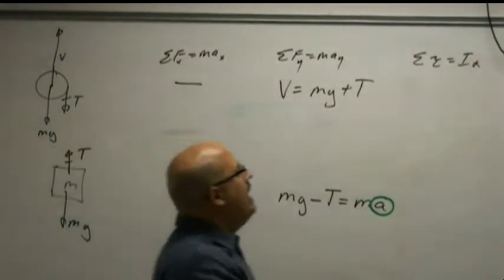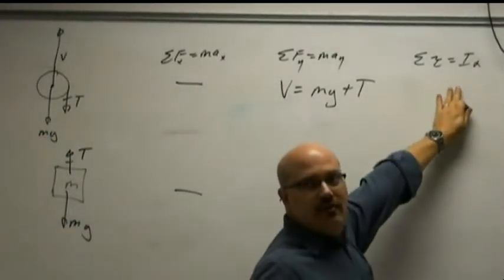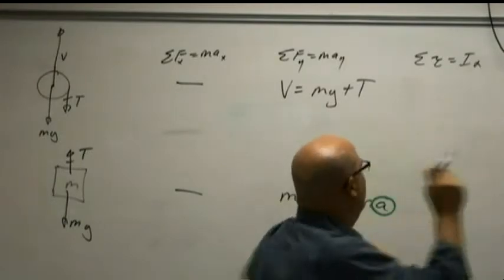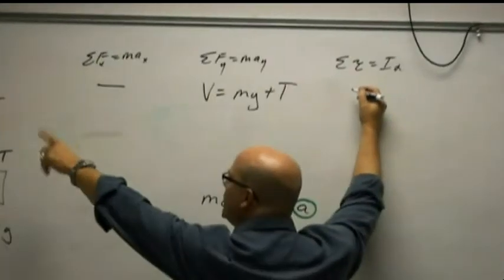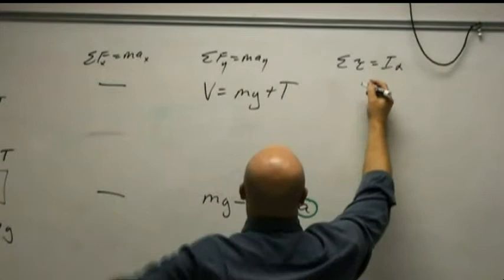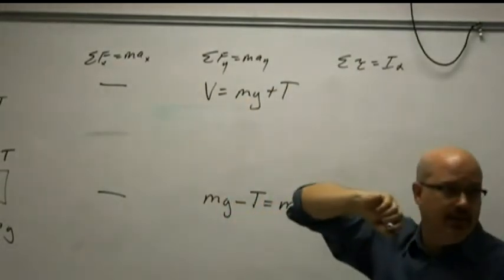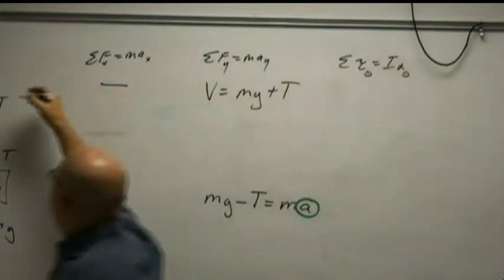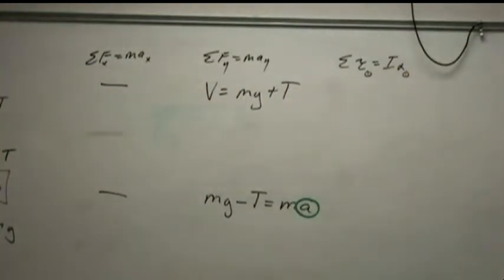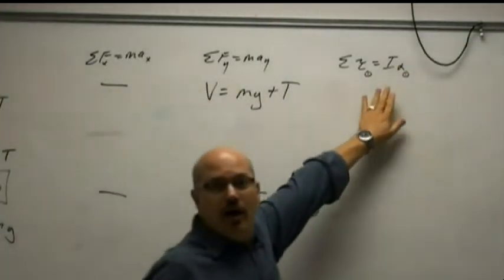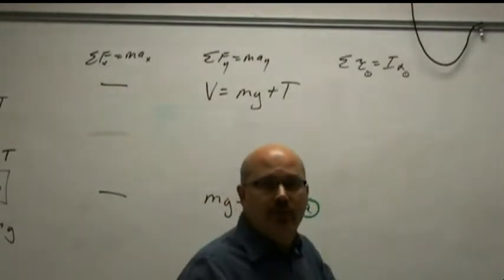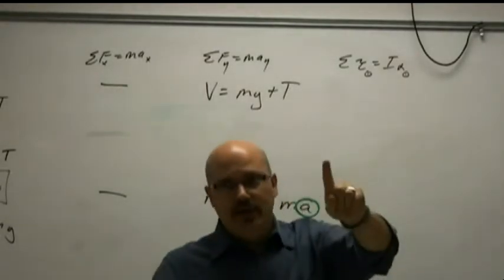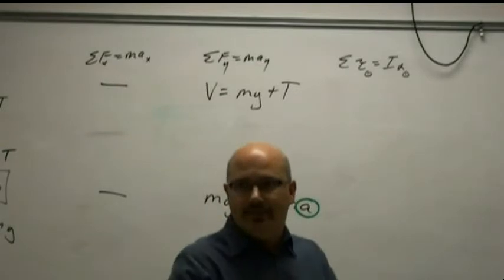Drat. All right, the sum of the torques equals I alpha. What's our torque? Where's our pivot point? In the middle. Remember, pivot point. How many torques do we have? One, because the other two have no radius.